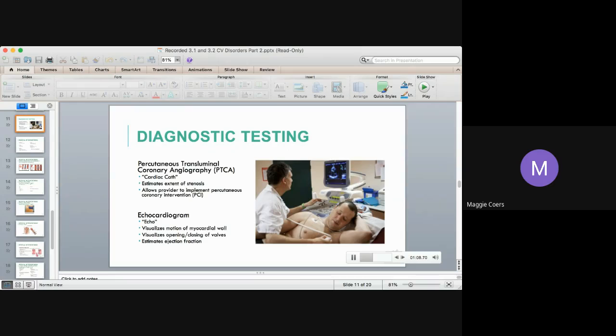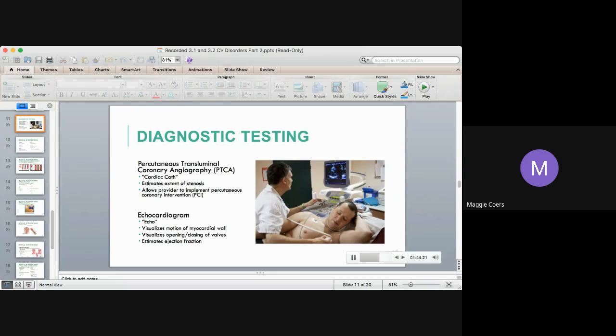During the cardiac cath, the patient is already in a position that if the physician, the cardiologist, needs to place a cardiac stent to promote blood flow and open up that coronary artery, they're able to do so during the cardiac cath. Okay, so I have cardiac cath, the actual name of the exam there. It estimates the extent of the stenosis in the coronary arteries, and as I said, it allows the provider to put in a stent, for percutaneous coronary intervention.